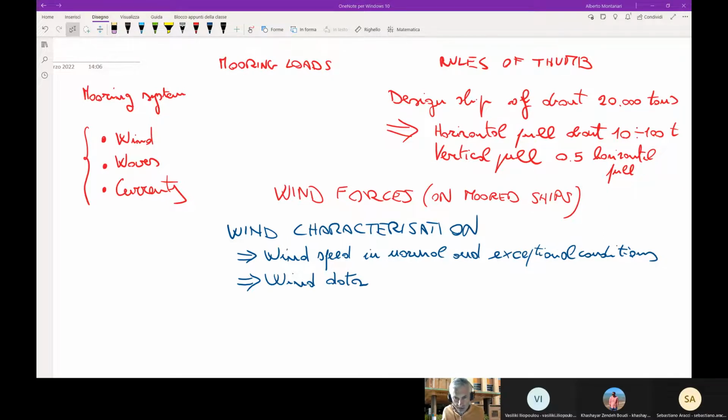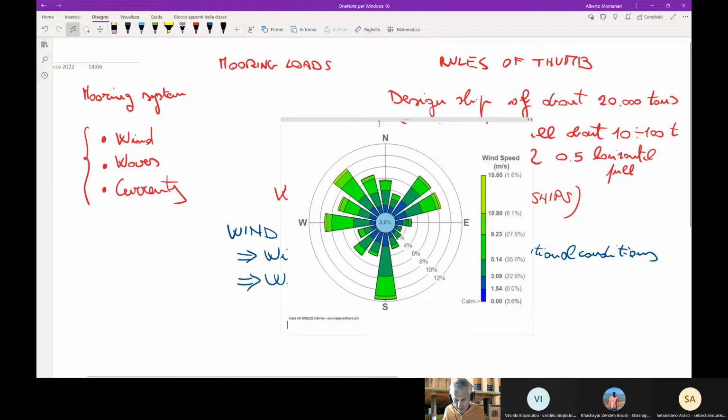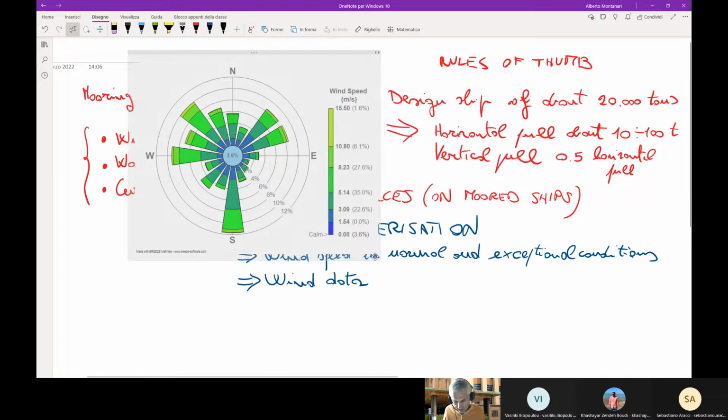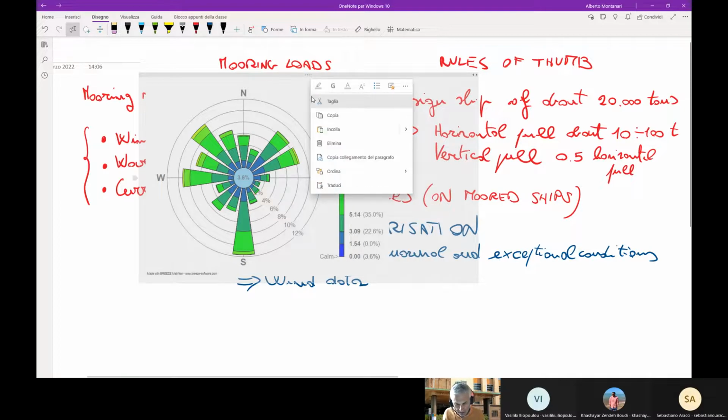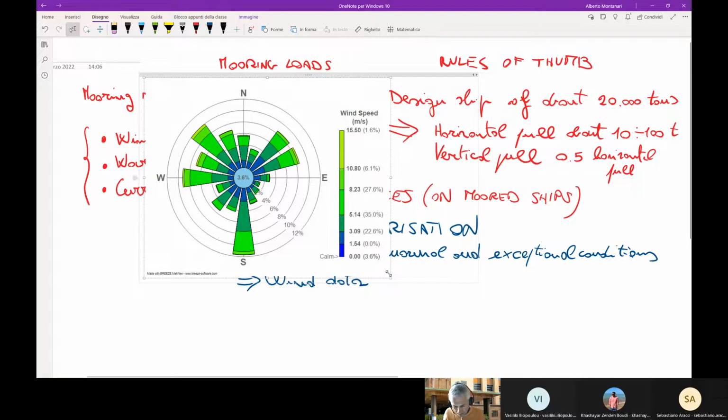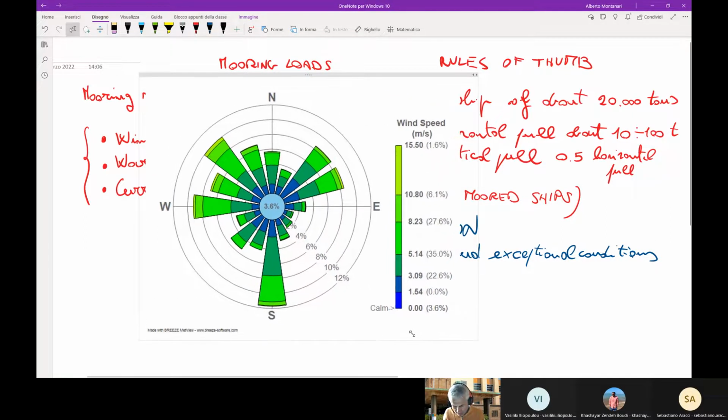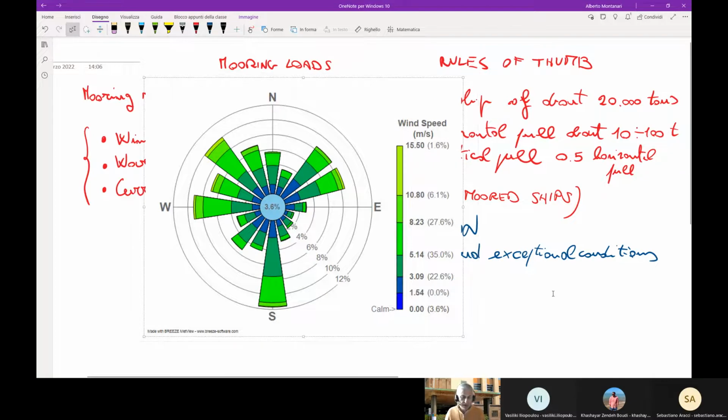Now, let me show you a windrose. Let me just put an image here in my graphic blackboard. Okay, this is a windrose. I think it is visible to you. This is a picture from my website, and precisely this is the windrose of the LaGuardia Airport in New York.